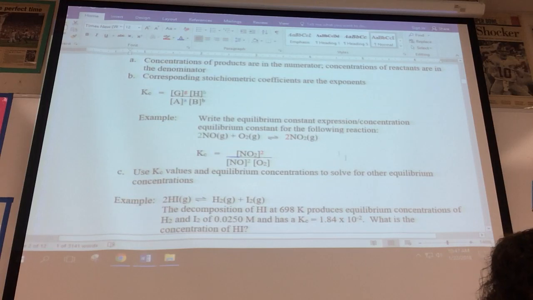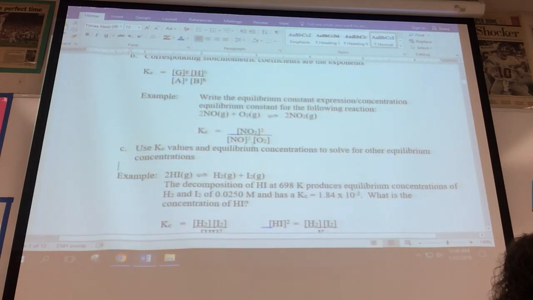For this one, it says write the equilibrium constant expression or concentration equilibrium constant for the following. Again, product concentration in the numerator, reactant concentrations in the denominator, each raised to their coefficients. You will note that when you have more than one substance on a side, whether it be reactant or product, you are multiplying those concentrations, not adding them. Every year somebody adds them. Don't do that.